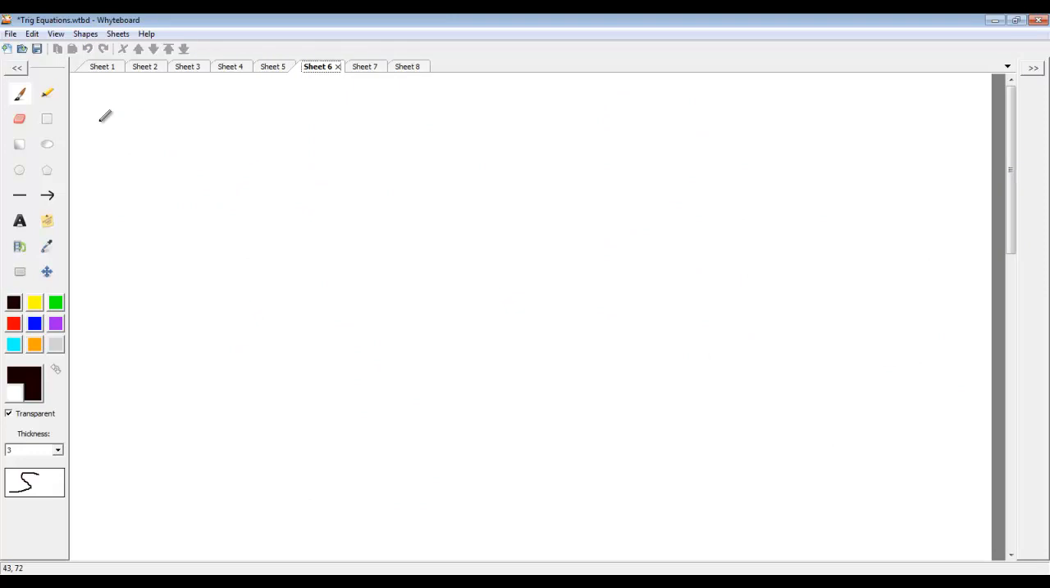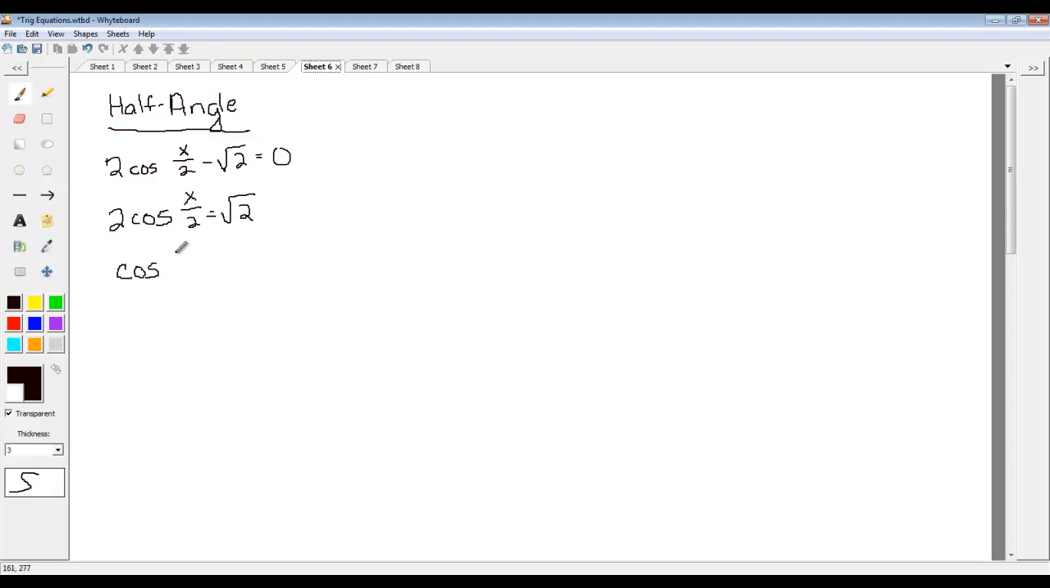Alright, just a few more. Half angle and double angle identities can pop up in these equations too. Here's an example of an equation involving a half angle. You start out solving it like the linear version: add square root of 2 to both sides, and divide by 2 on both sides. And we're going to solve this over the interval 0 to 2 pi.